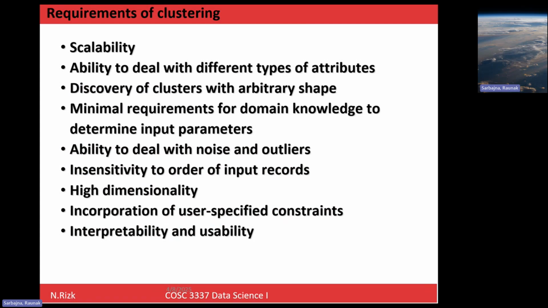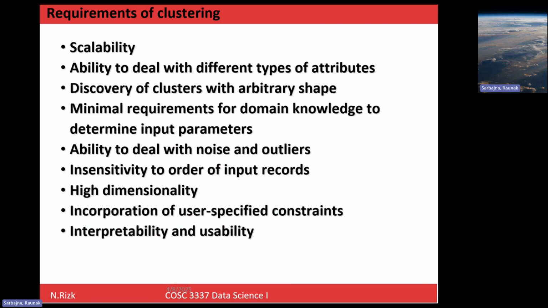This is a summary slide of all that we have talked about. A good clustering technique has to be scalable. So if there are 2 dimensions versus 20,000 dimensions, it should work in both cases. It should be able to deal with different types of attributes with any shape. In the real world, things are not going to be perfectly Euclidean. They're not going to be perfect circles. They're going to be very, very weird shapes. So it has to be able to deal with all of them.